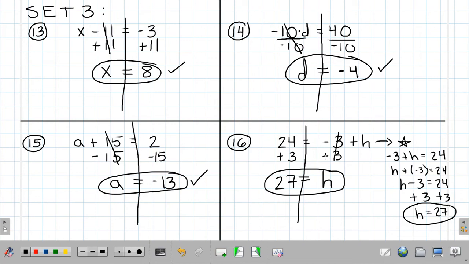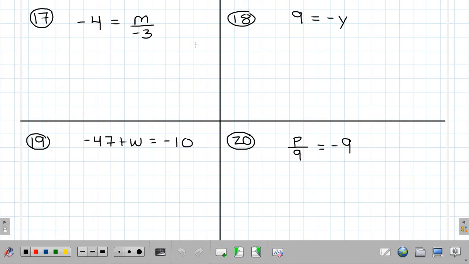Okay, you don't have to finagle around with the terms and move the terms around and swap sides and all that kind of stuff. But I just want to let you know it is a possibility. And then once again, you can double check. Just plug in 27 into your original expression. Negative 3 plus 27, well, that is 24. So our answer of 27 is correct.